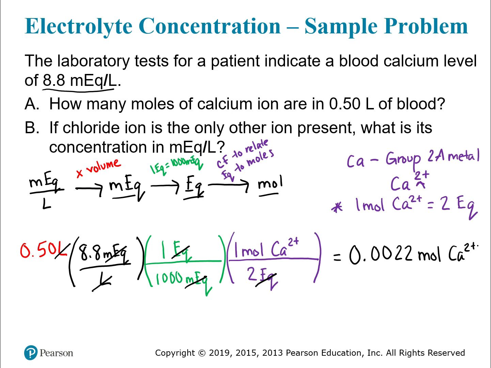So I'll give you a second. Look at it. Let me know if you have any burning questions right now. But I think the best thing to do would be to do a learning check where you can do a simpler problem and understand that. So this is all for part A. Part B is just asking how much chloride there has to be. And you have to understand, if there's 8.8 milliequivalents of calcium, then you have to have the same thing for the chloride ion to balance it out.